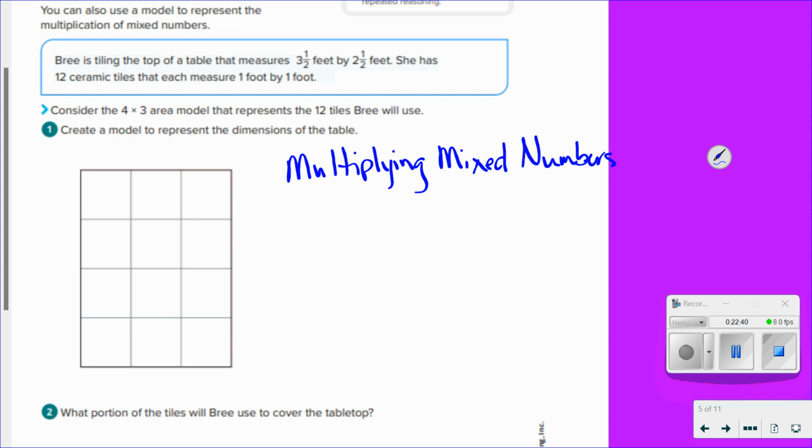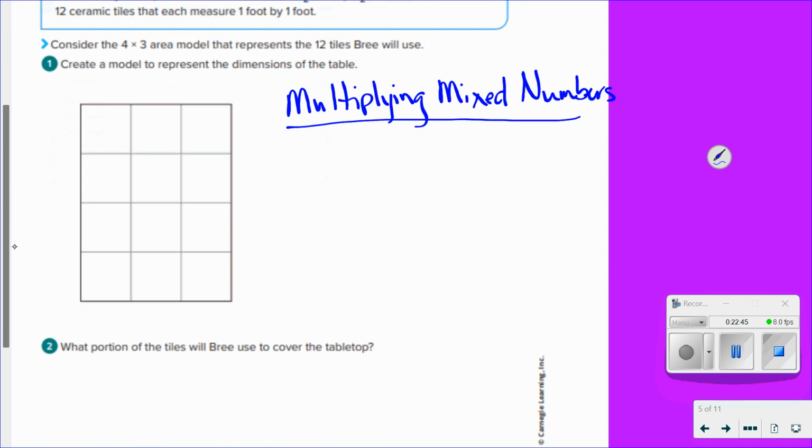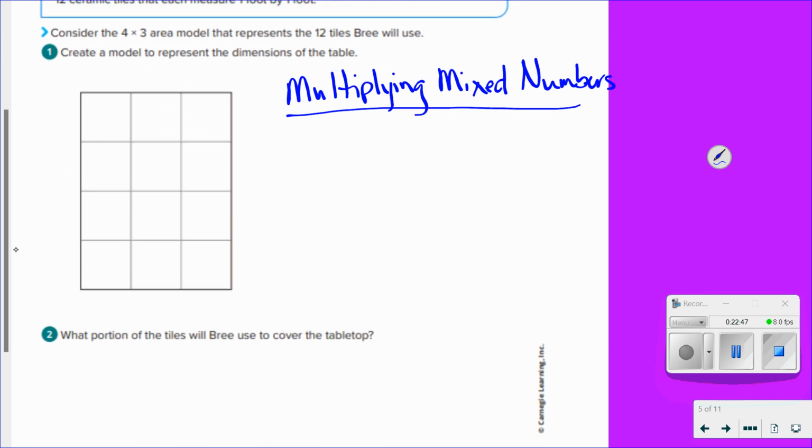Everybody should be on page, what am I on, 37? 36. Page 36, next to this box, you're using the space to write in our notes. Multiplying mixed numbers. We're going to add a step on this to what we did with fractions. The step we need to add is turn all numbers into improper fractions.